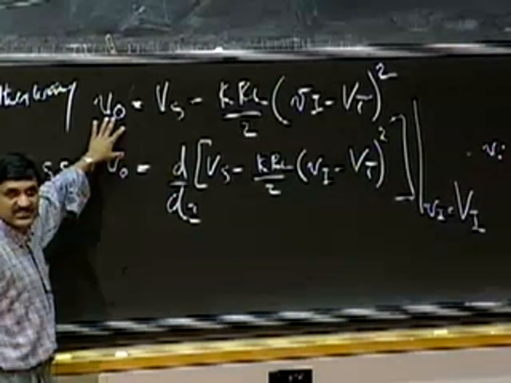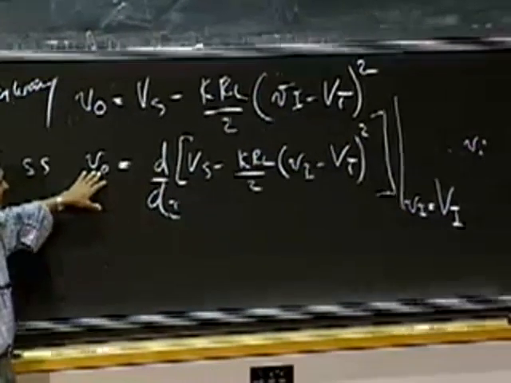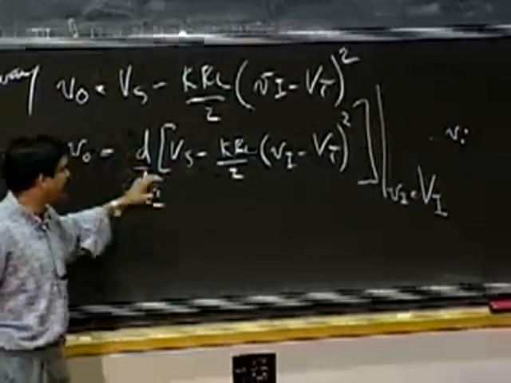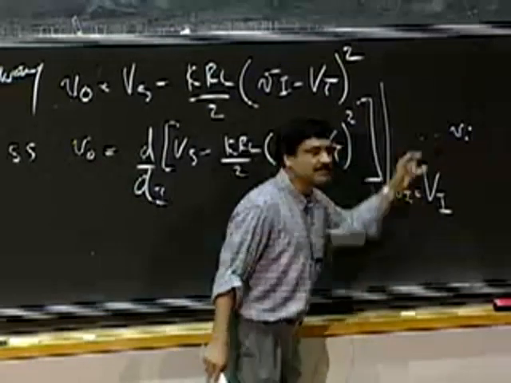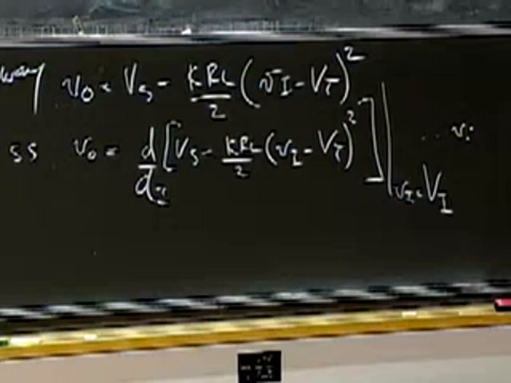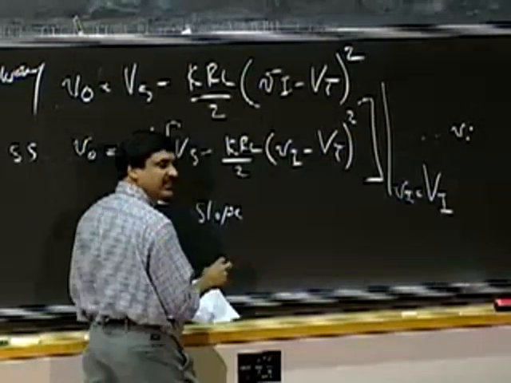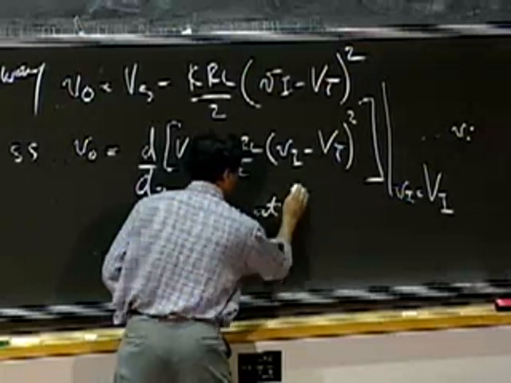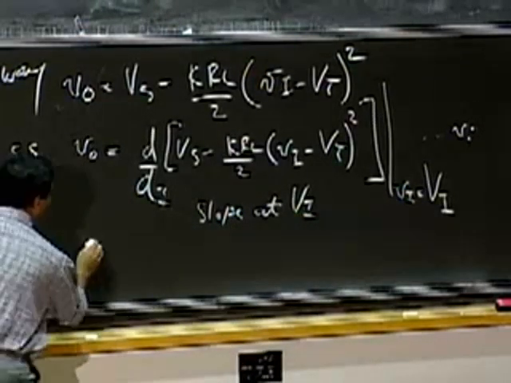So I want to find out the change in V naught for a small change in Vi, and I do that by taking the first derivative of this with respect to Vi, substituting capital Vi, and multiplying by the small change delta Vi or small vi. So this is simply the slope of the V naught versus Vi curve at capital Vi.